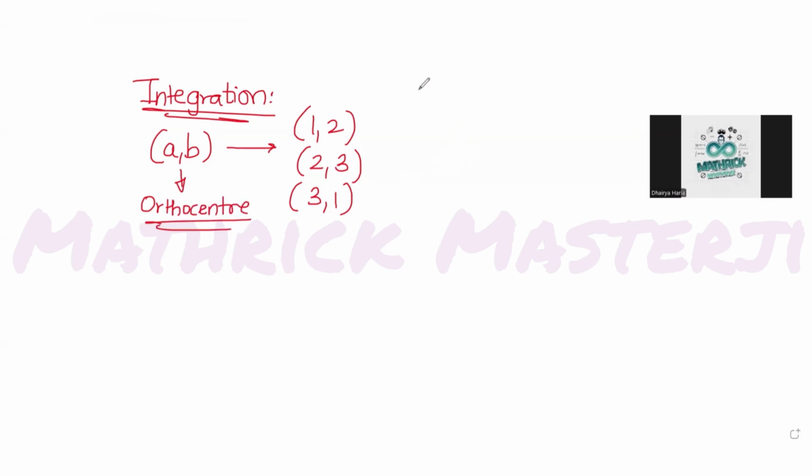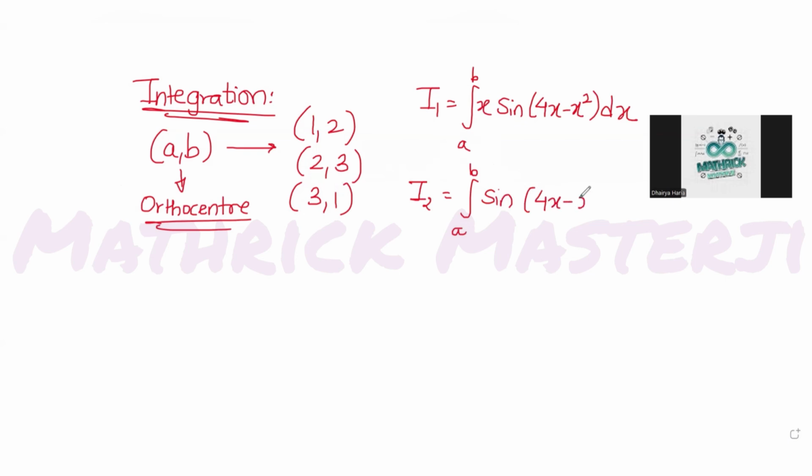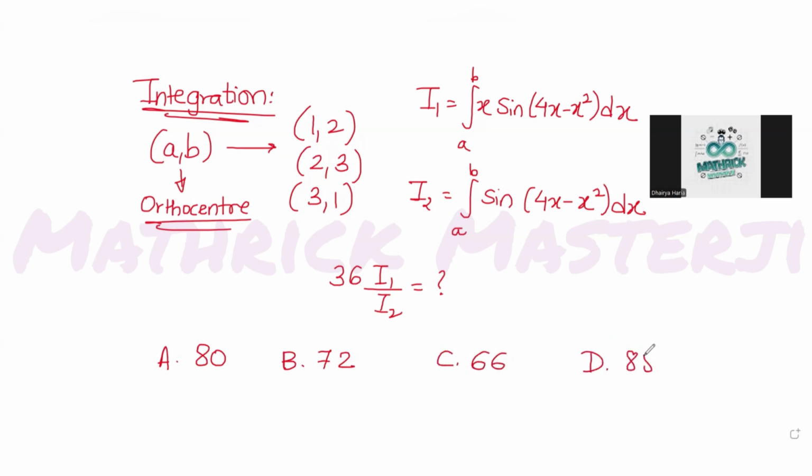The question further says that I1 is the integral from a to b of x sin(4x minus x squared) dx. And the other integral I2 has again the limits a to b, just this x is not there. Everything else is the same as your I1. The question is asking me to find the value of 36 I1 over I2. The options are 80, 72, 66, 88. So these are the four answer choices for this question.